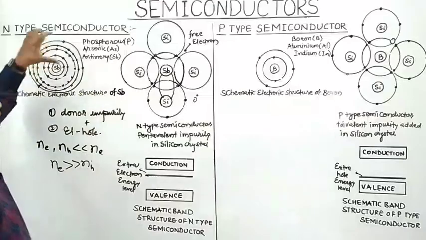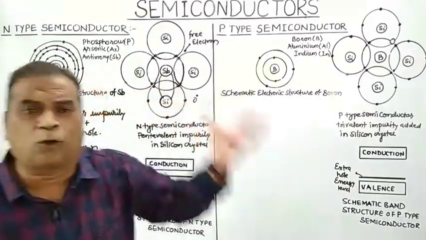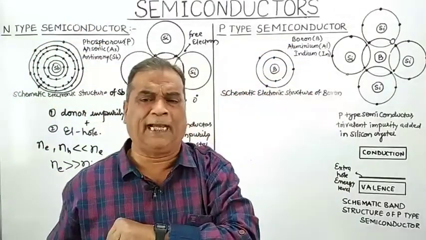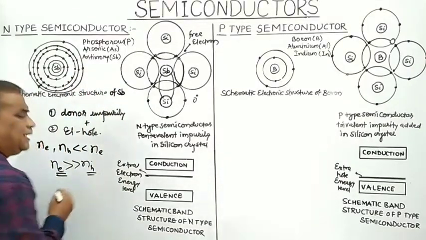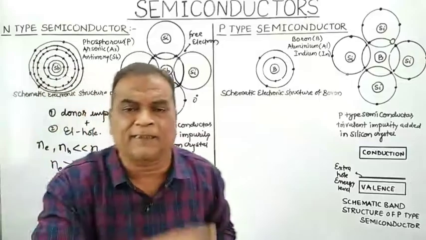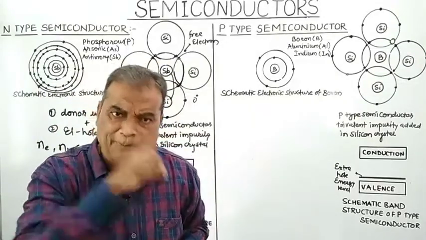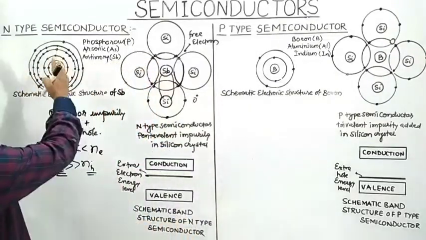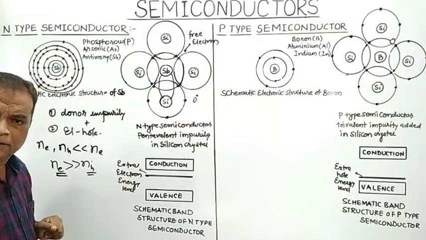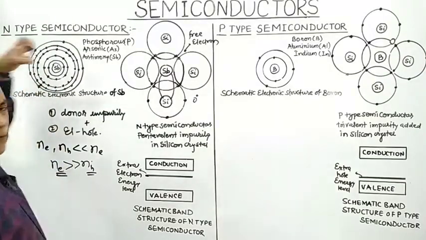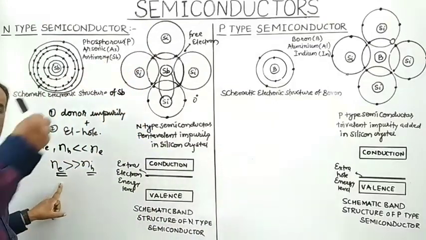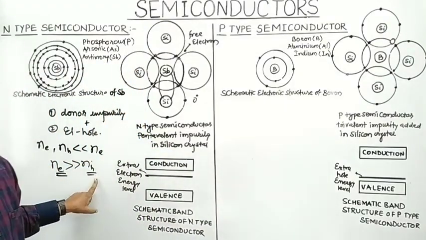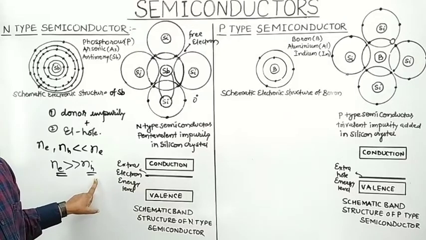This means that in germanium or silicon which is doped with a pentavalent impurity atom, electrons are the majority charge carriers while holes are the minority charge carriers. Remember, in germanium or silicon doped with a pentavalent impurity atom, electrons are the majority charge carriers while holes are the minority charge carriers.